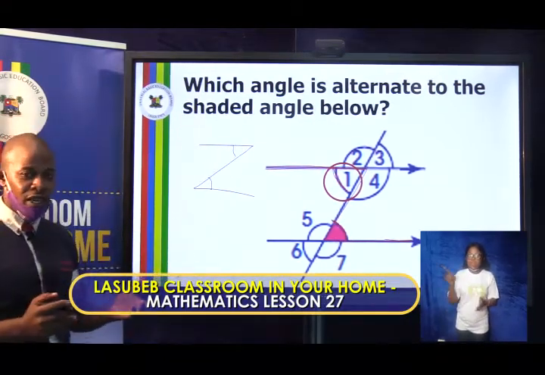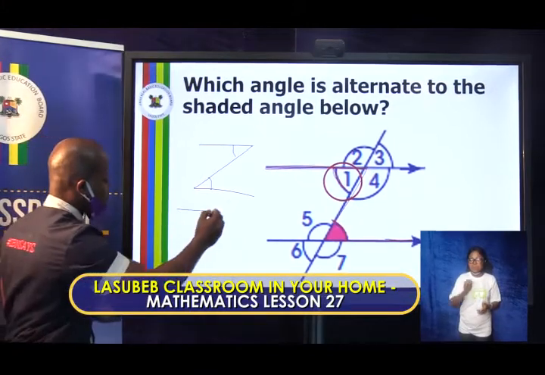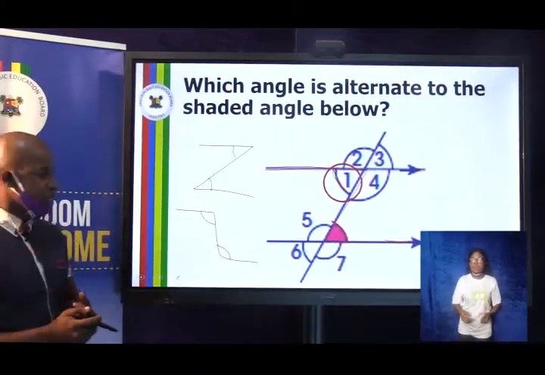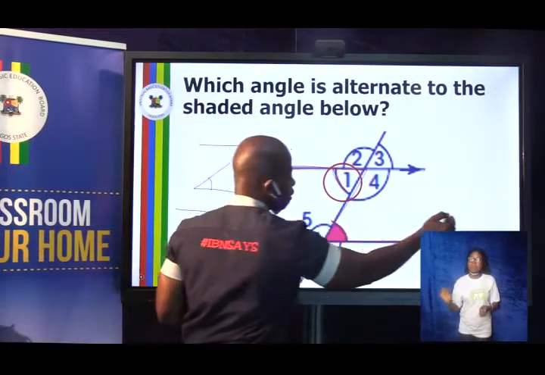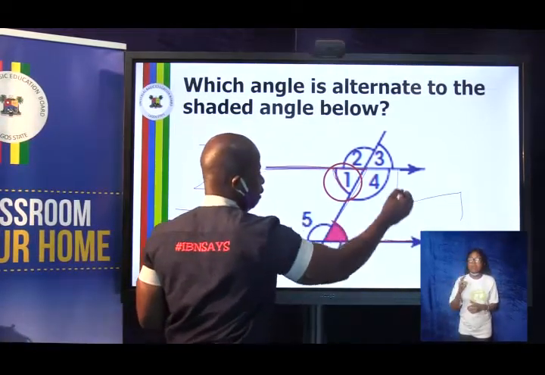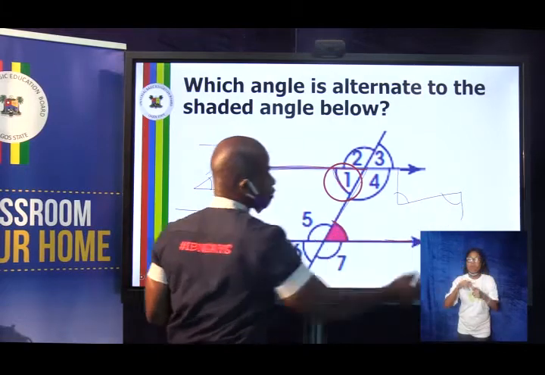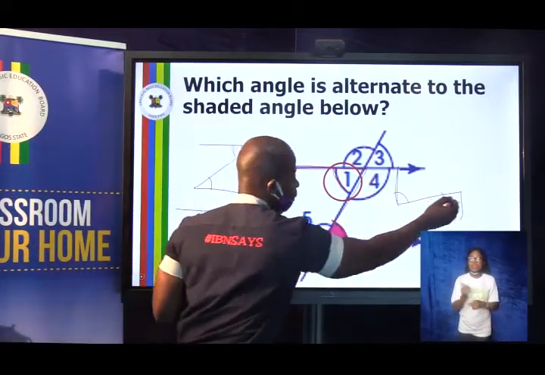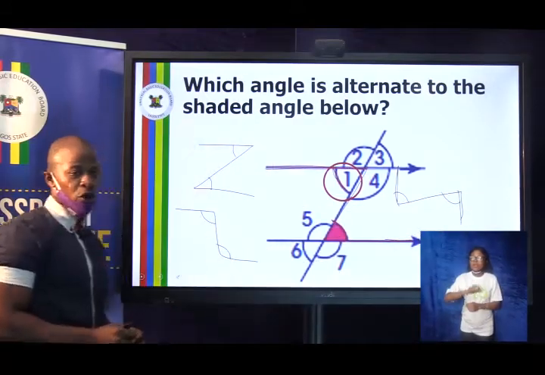So don't forget that your Z can come in any shape. It can be like this. If one is here, the other one will be here for alternate angle. It can face up like this. If one is here, the other one has to be here. As long as it's a Z and the lines here are parallel, you will get your alternate angles.